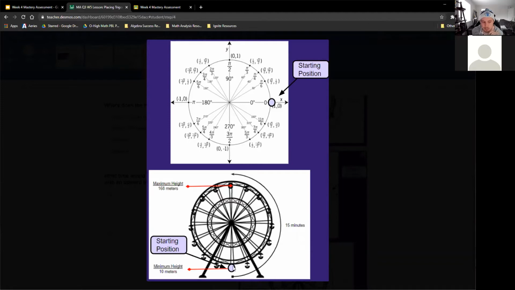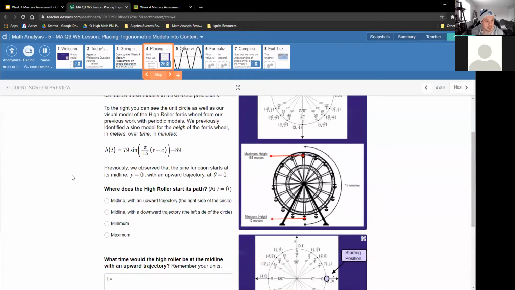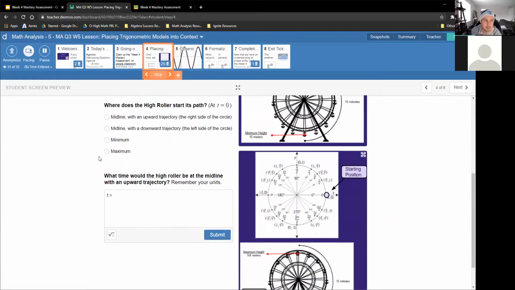Now notice that the Ferris wheel does not start at that position, right, guys? The Ferris wheel starts down here at the minimum. It starts down here, right? So what I want you guys to be doing is thinking about where does the high roller of the Ferris wheel start its path? Where is it at time equals 0? Is it at the midline with an upward trajectory, right? That would be the right side of the Ferris wheel. Is it at the midline with a downward trajectory? That's the left side. Is it at the minimum? Is it at the maximum, right? So you can answer that there.